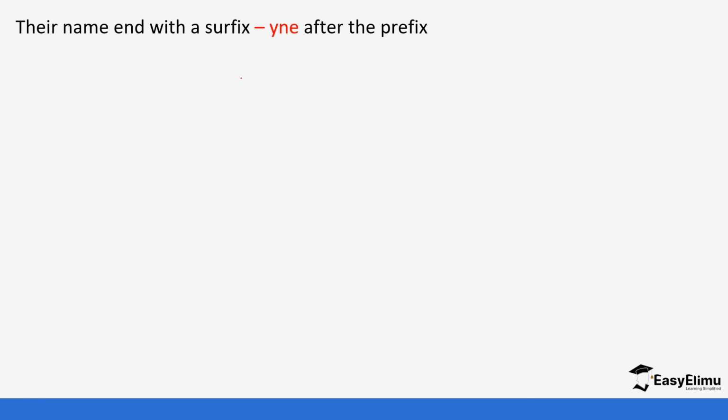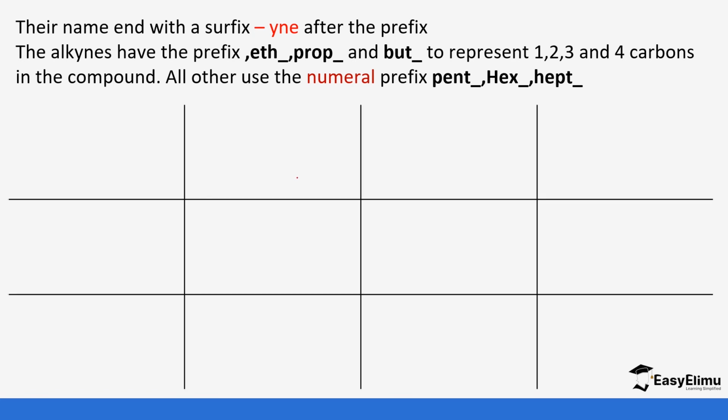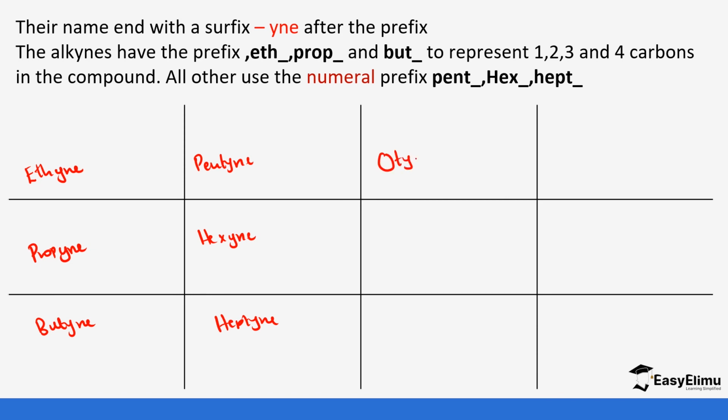When we look at the names of these group members, their names usually have a suffix of "-yne" after the prefix. The prefix starts from eth, prop, but, pent, and so on. So you can start with the first 9 members. The first member is ethyne, then the second one is propyne, and then the third is going to be butyne. The fourth is going to be pentyne. The fifth is going to be hexyne. The sixth is going to be heptyne. The seventh is going to be octyne. The eighth is going to be nonyne. And finally, decyne.